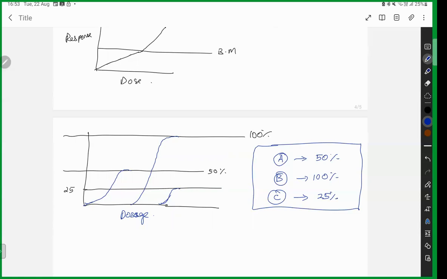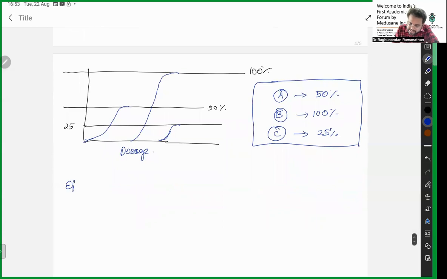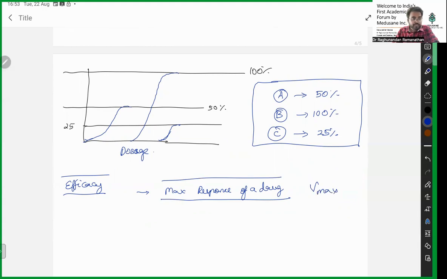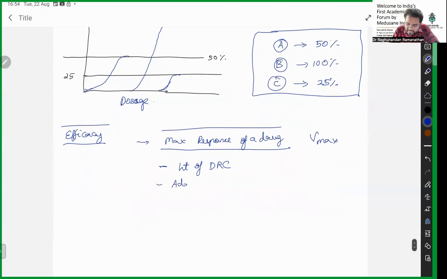Drug response curve. Now in this, the first thing we are going to see is efficacy. What is efficacy? It is the maximum response of a drug. The maximum response of the drug we call Vmax. How do you determine the maximum response of the curve? We determine it by the height of the drug response curve. So based on the height of the drug response curve we usually calculate. So what are we going to do? We are going to add an antagonist.